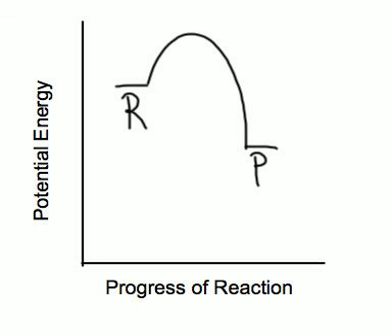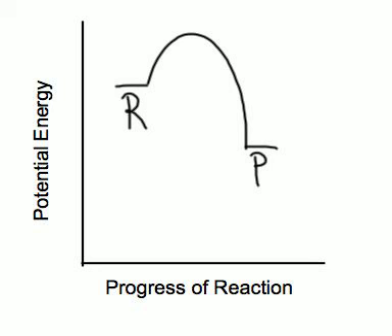In this example, the reactants have a higher potential energy than the products. That means that this reaction is exothermic. Energy is released when you go from the reactants to the products. The products are lower in energy than the reactants.